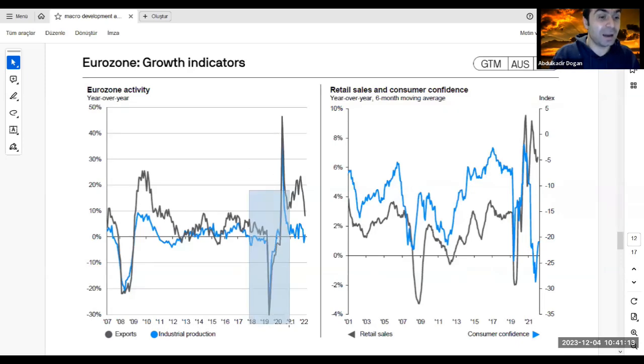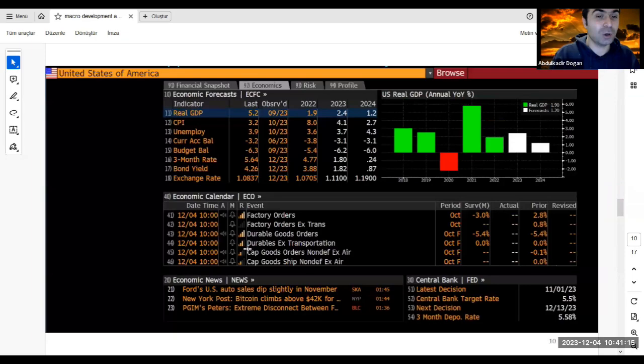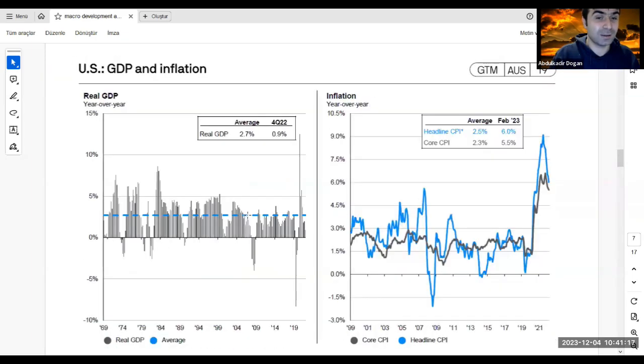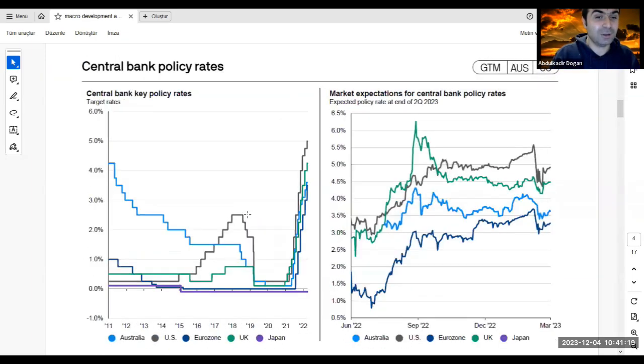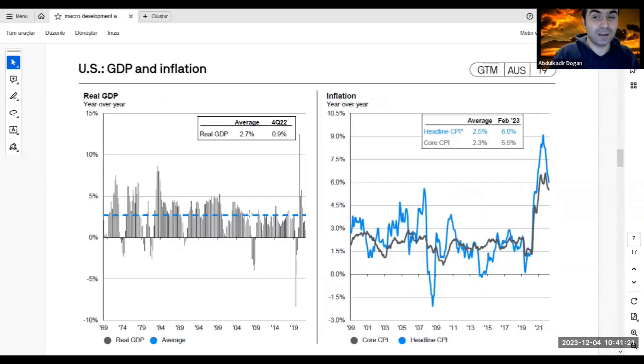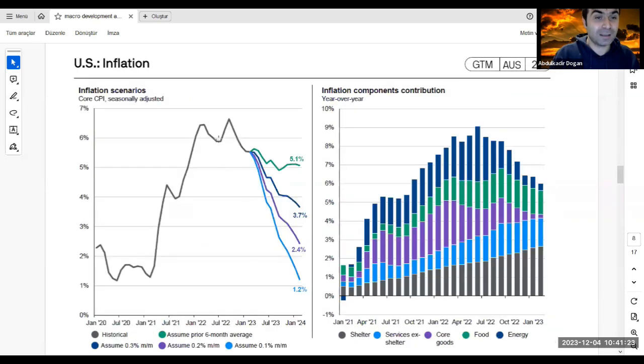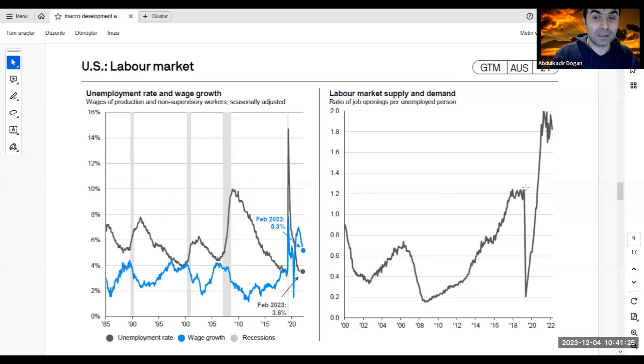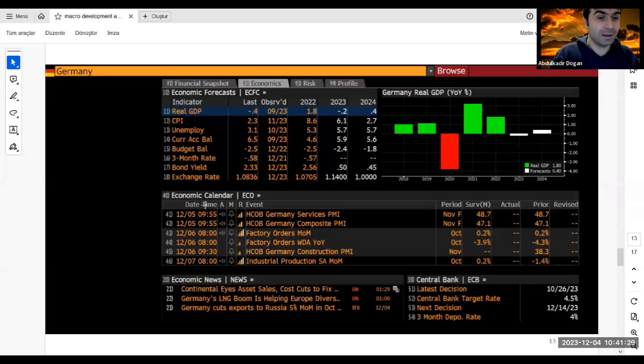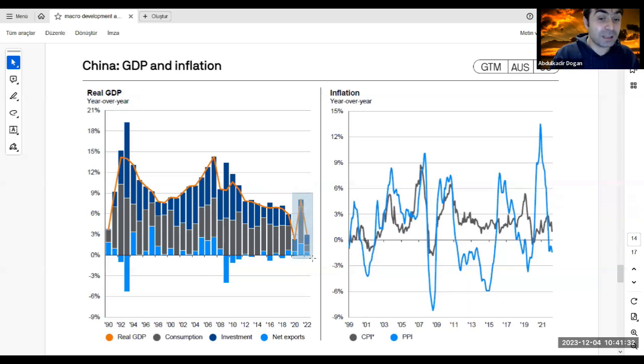Eurozone, minus, shrinking. Go to the United States. I have the United States here as well. Look at this one. And look at this one. The economy is shrinking. But for China, there is no shrink. They are still producing positive gross domestic product. China does not shrink. China does not go into recession during the COVID process.